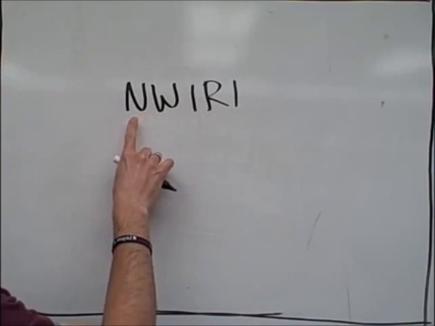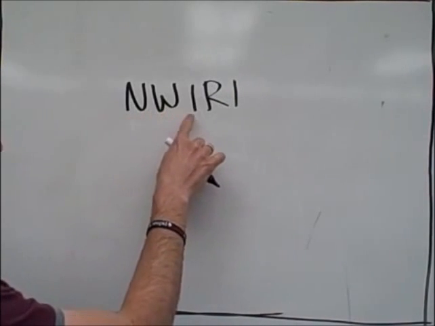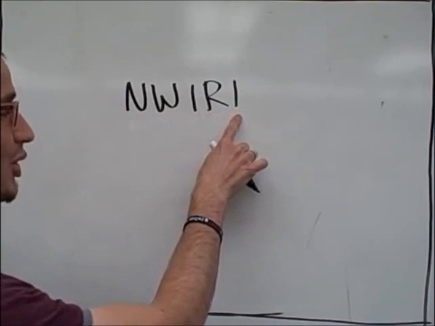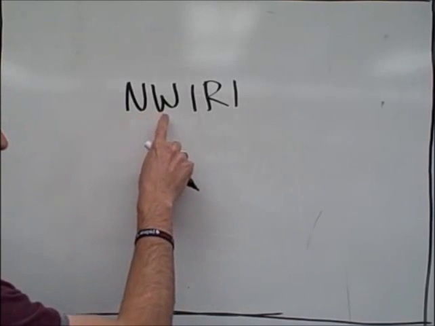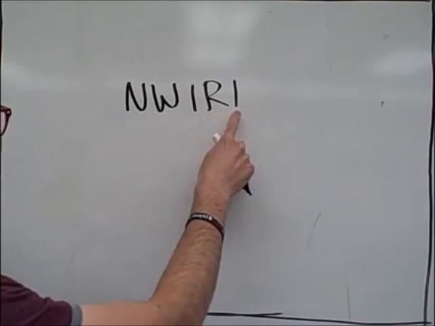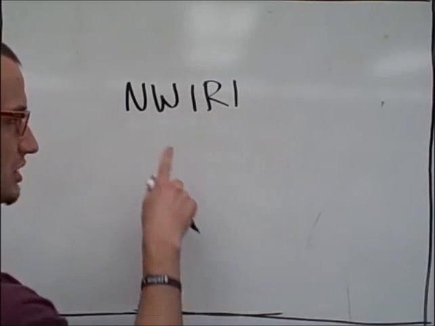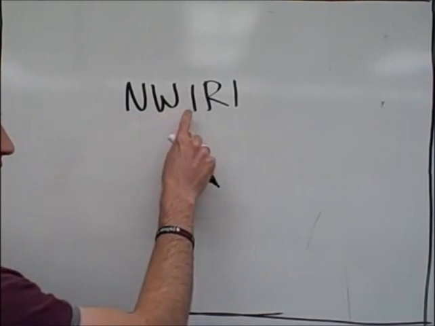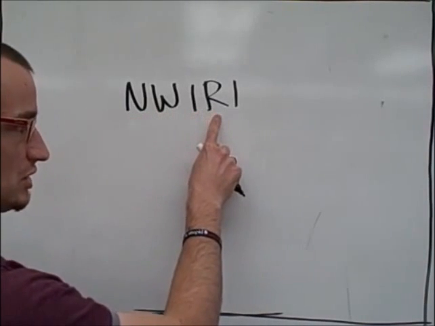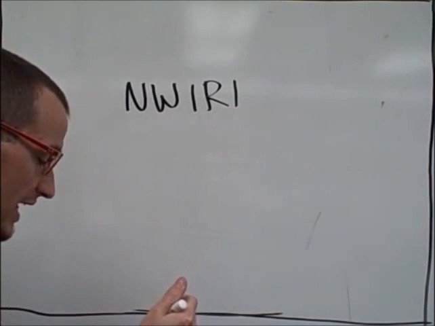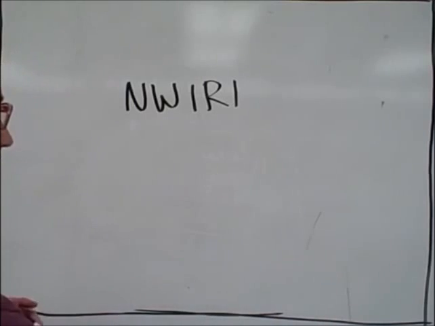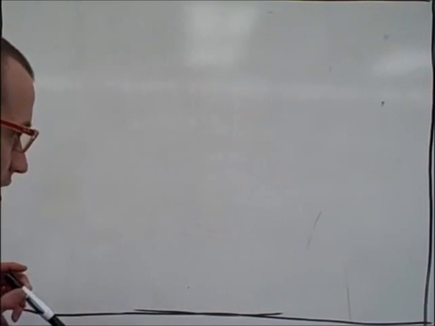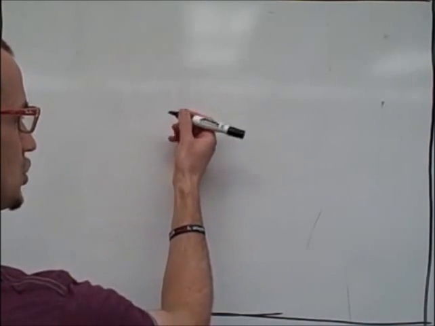That's one. Or you could do never walk inside rainy igloos. Or you could do Norman wears itchy rainbow insoles. Or finally you could do natural, whole, integers, rational, irrational. That's what I really want to show you. Let's get started with our presentation.